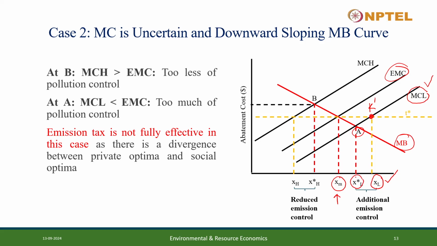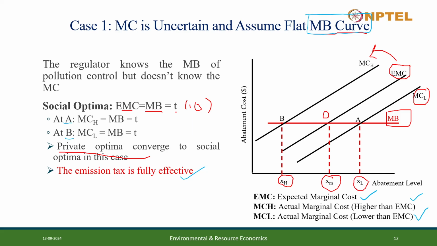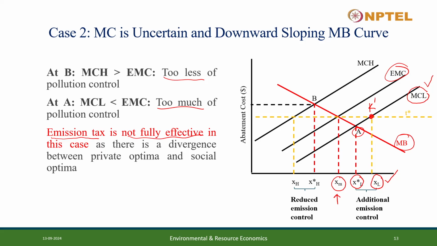So the point A represents the optimum level. So this difference will be the additional emission control a firm has to do because of uncertainty in the marginal cost calculation. So we can say that the emission tax system is not fully effective because either there is too little pollution control or too much pollution control when the expected marginal cost is higher or lower than the actual marginal cost, right? So from this two we can say that when marginal benefit is flat, then the emission tax system is fully effective. However, for a steep marginal benefit curve, the emission tax might not be effective.